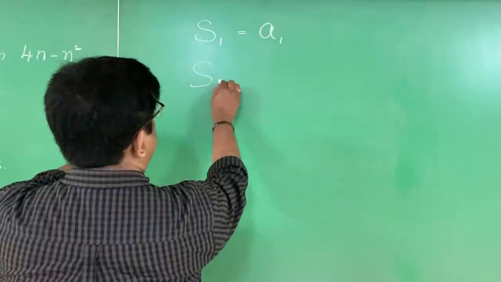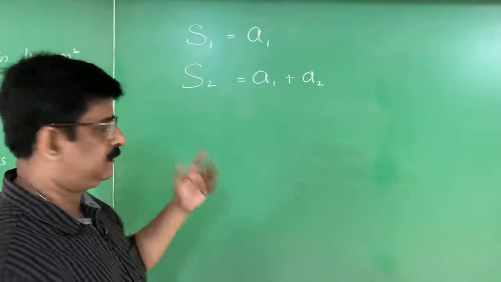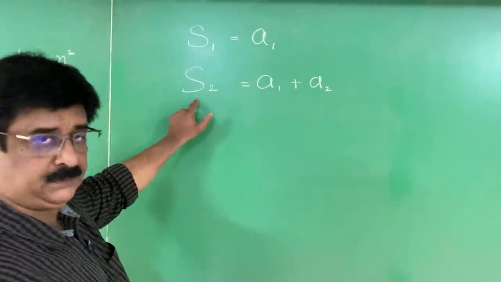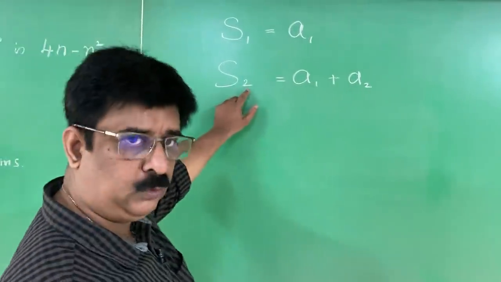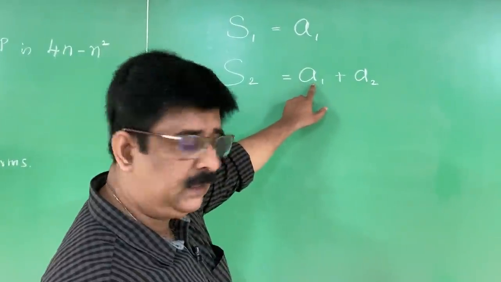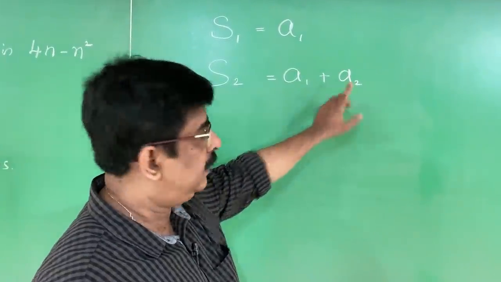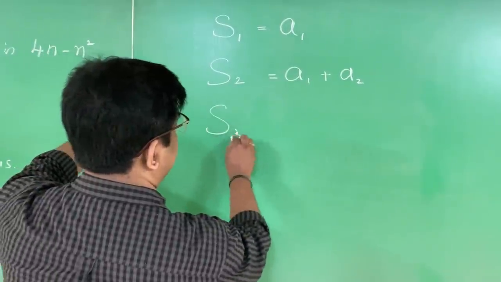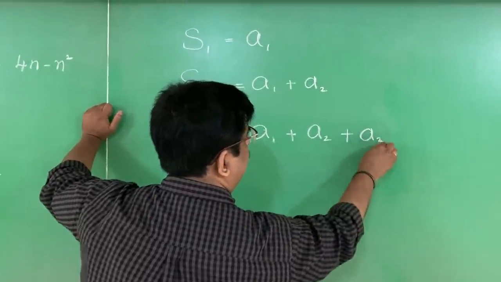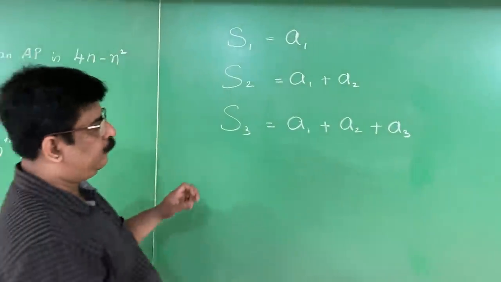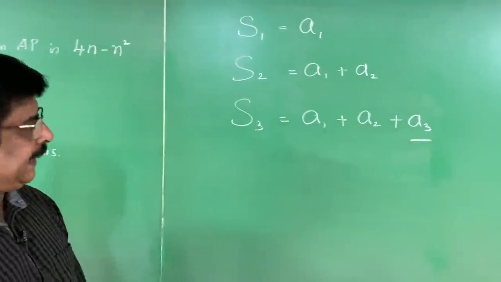S2 means the sum of the first two terms. We already calculated this. To find the second term, first I calculated S2, then I already had A1, and from S2 I subtracted A1, I got A2, right? Now try to understand, S3 means A1 plus A2 plus A3. Now tell me, if I want to find A3, what should I do?